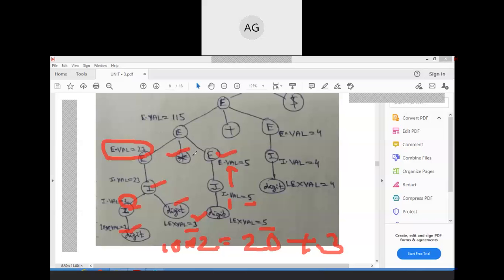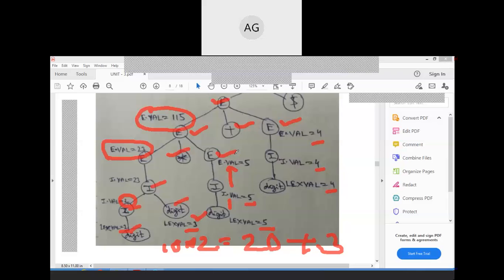So we need to multiply 23 into 5. So 23 into 5, this E.val will contain the value 115. And we have the other value 4, and this is populated upward. As this E has value 4, and between the two E's we have the sign plus, we need to add these two E's. So finally this E has got the value 115 plus 4. So finally we get the value 119 as our answer.